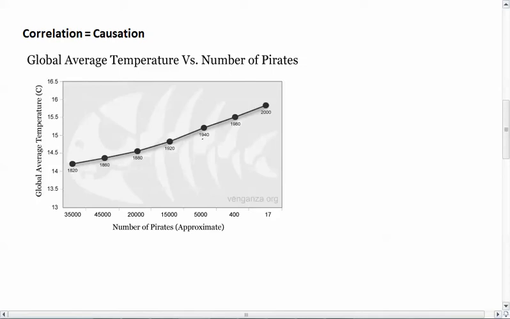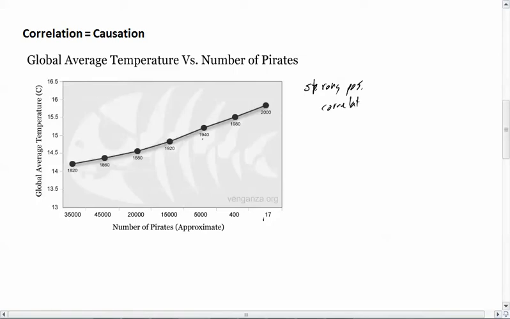Right? So I go number of pirates, and it looks like as the number of pirates decreases, the global average temperature increases. And so a very inexperienced student may say, well, that means that as we kill off pirates, the global average temperature is increasing. So therefore, us stopping pirates is causing global warming. Now, of course, that doesn't really make sense. Yes, that's what the data shows. The numbers show a positive correlation. That's probably a strong positive correlation.